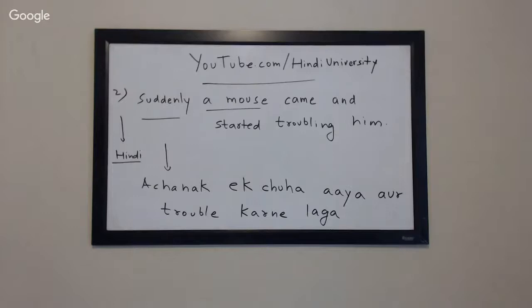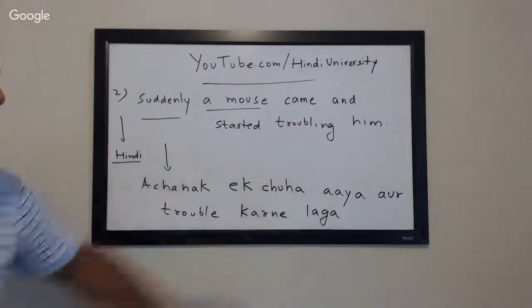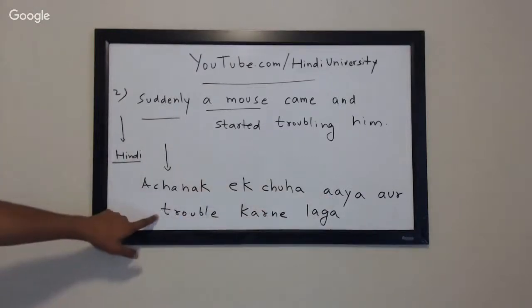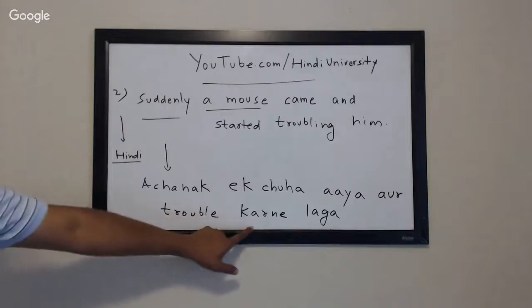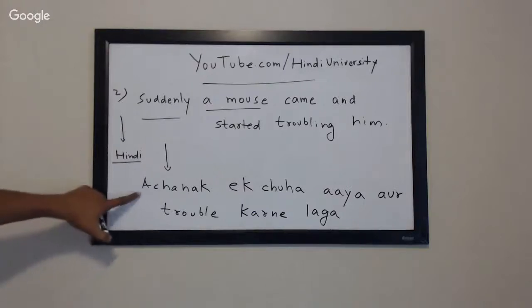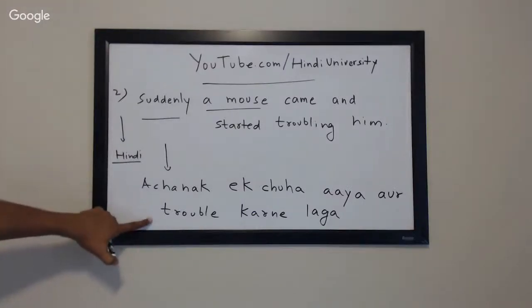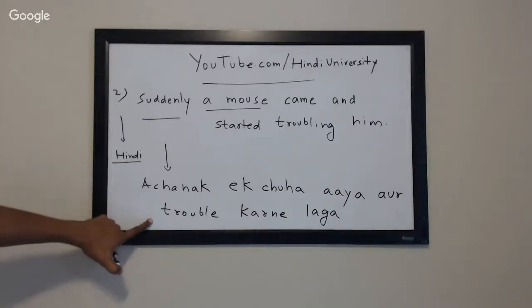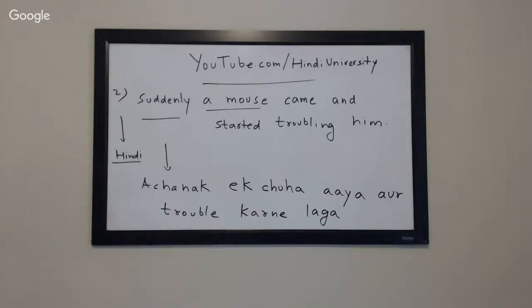Okay, what if it was a female mouse? Then I think it changes to chuhia, ai. Yeah. Very good. It will be chuhia ai, okay, or trouble karne lagi. Very good, right? So perfect. So achanak ek chuha aaya aur trouble karne laga. Kisko trouble karne laga? Sher ko, right? He started troubling the lion.